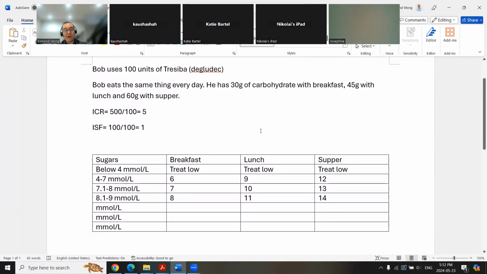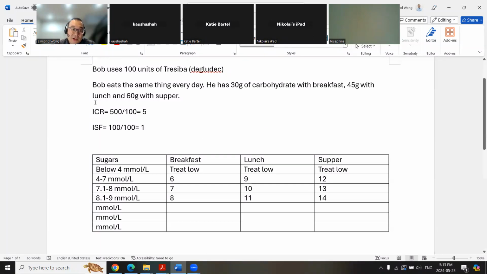So this is a rough way to build a sliding scale for your patient. If you have some real life data, that would be the best thing to base it off of. Let's say they have the same thing with breakfast and it's 40 grams and it's 4, and he takes 4 units and it works, then you know his insulin to carb ratio is 1 to 10.